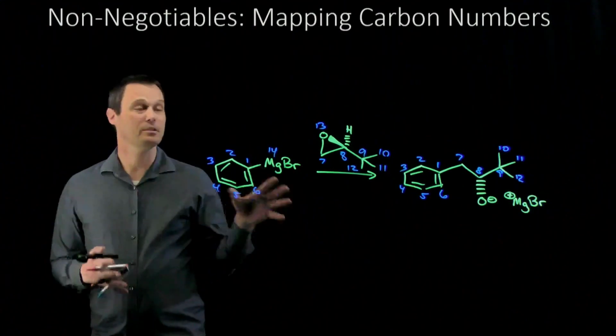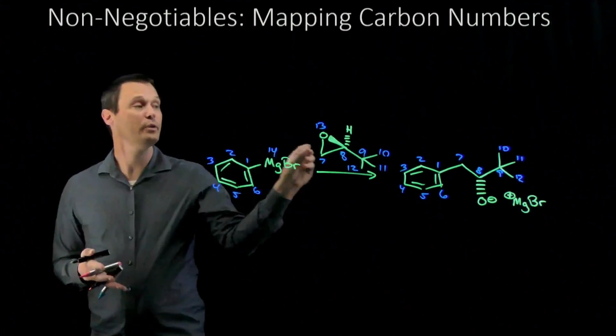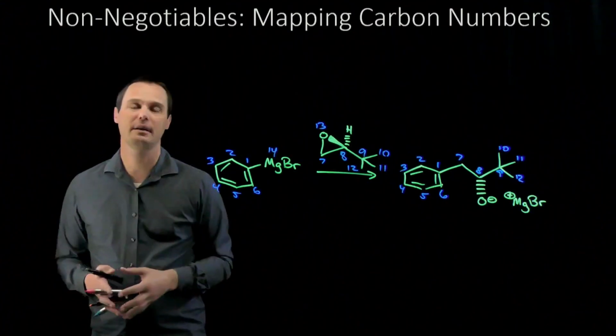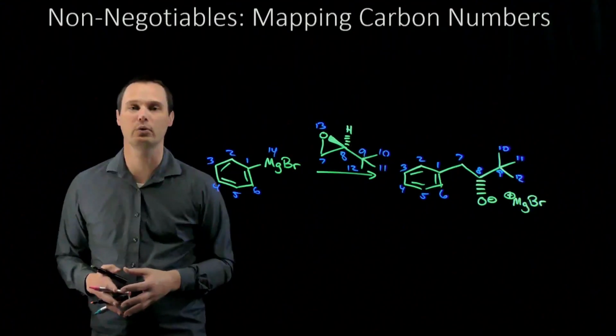This carbon number mapping system, even before you ever learn this reaction, gives you an idea of what kinds of transformations must be taking place. That's another reason mapping is such an important tool in organic chemistry.